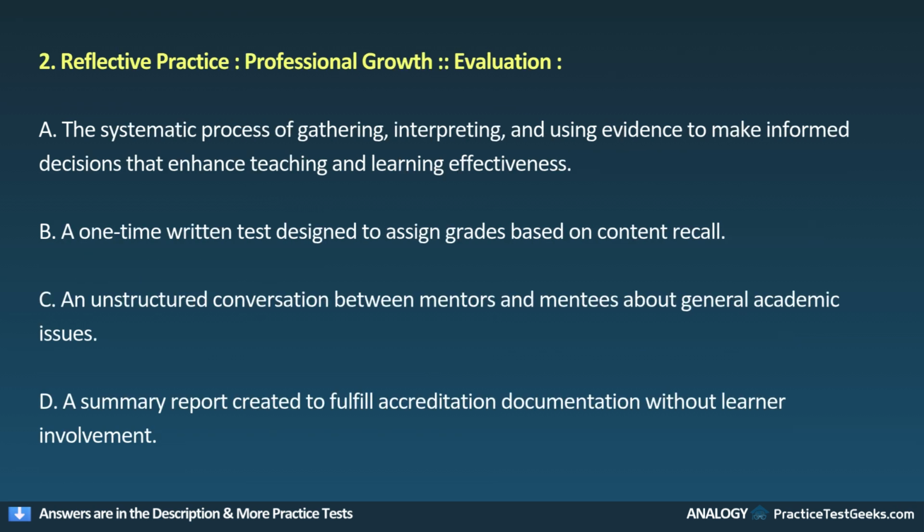2. Reflective practice, professional growth, evaluation. A, the systematic process of gathering, interpreting, and using evidence to make informed decisions that enhance teaching and learning effectiveness. B, a one-time written test designed to assign grades based on content recall. C, an unstructured conversation between mentors and mentees about general academic issues. D, a summary report created to fulfill accreditation documentation without learner involvement.